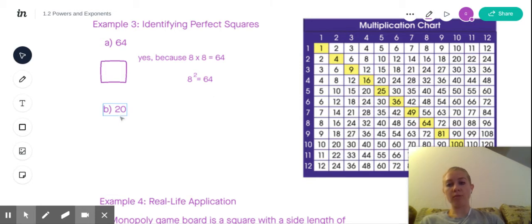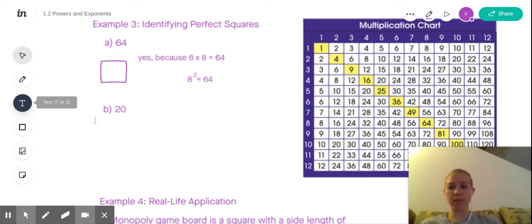Okay, now let's see. We're given the number 20. We want to figure out, is 20 a perfect square? Can we have two sides multiply together and be the same number? Will that get us to 20? Okay, so let's look on our multiplication chart again, because on this chart, all of the perfect squares are highlighted, right? Each number times itself is highlighted. Let's see if 20 is highlighted. It's not. We go from 16 to 25.